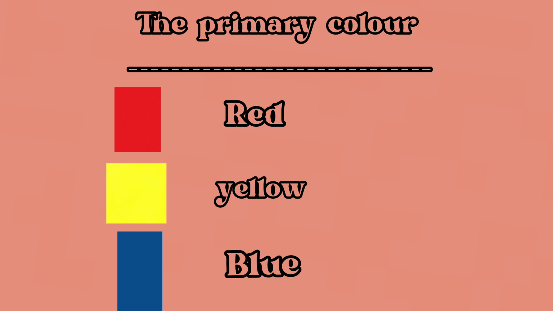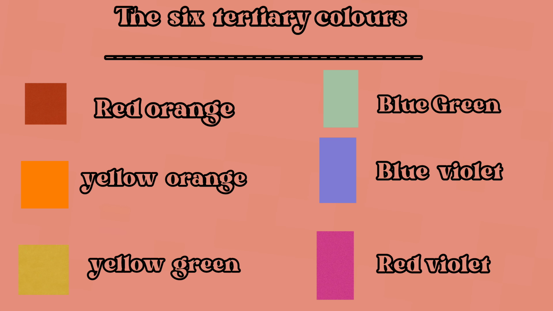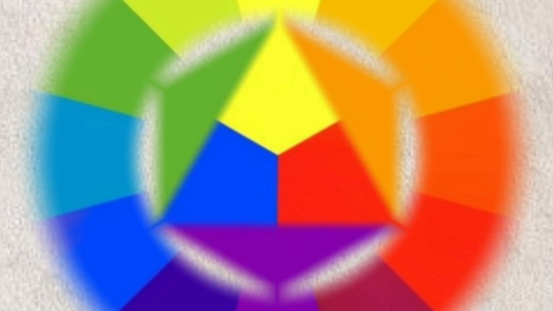The primary colors comprise red, yellow, and blue. The secondary colors are orange, green, and violet. Then the 6 tertiary colors, which are red-orange, yellow-orange, yellow-green, blue-green, blue-violet, and red-violet, are formed by mixing a primary with a secondary color.